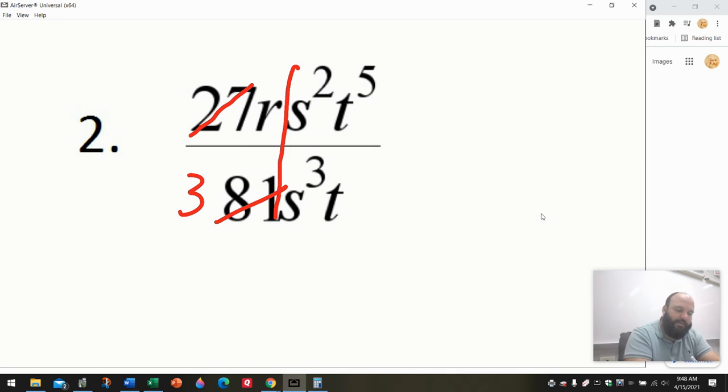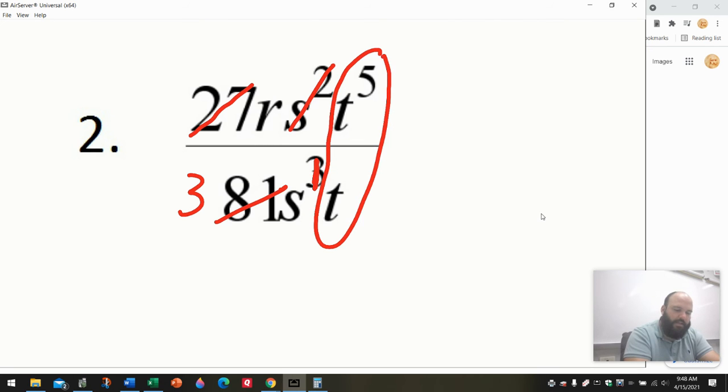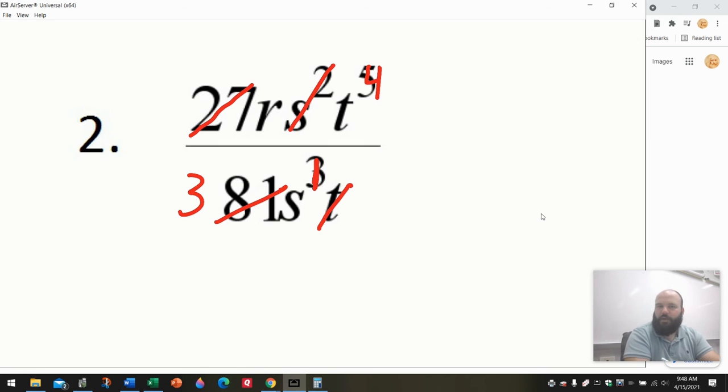Now we can look at our s's. We have 2 s's on the top, and we have 3 s's on the bottom. So that means the 2 from the top will cancel out, and we'll take 2 away from the bottom. So this will just become s to the first. Now the last set of variables, we have a t to the fifth and a t to the first on the bottom. So that means we have 5 on top and only 1 on the bottom. So I'm going to cancel the 1 out from the bottom, and I'm going to reduce the 5 by 1 because we're canceling one of those out. And so we're still left with 4.